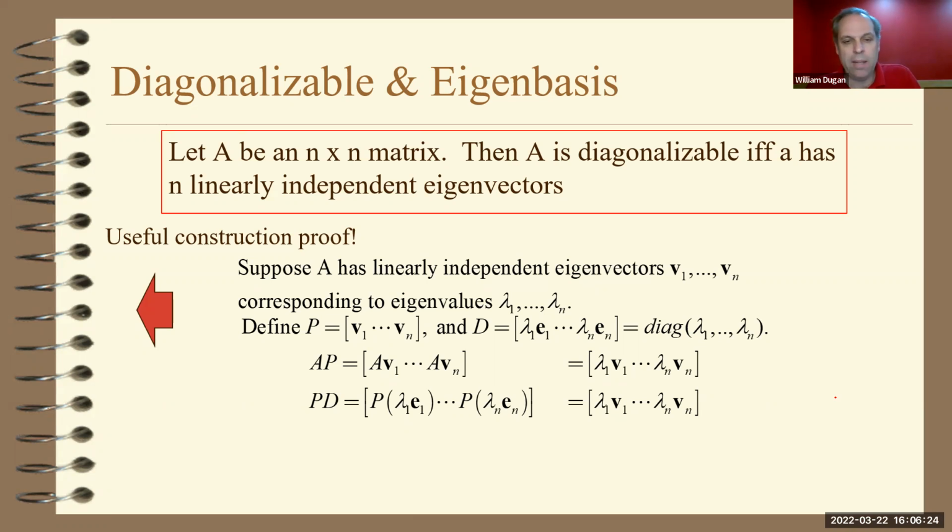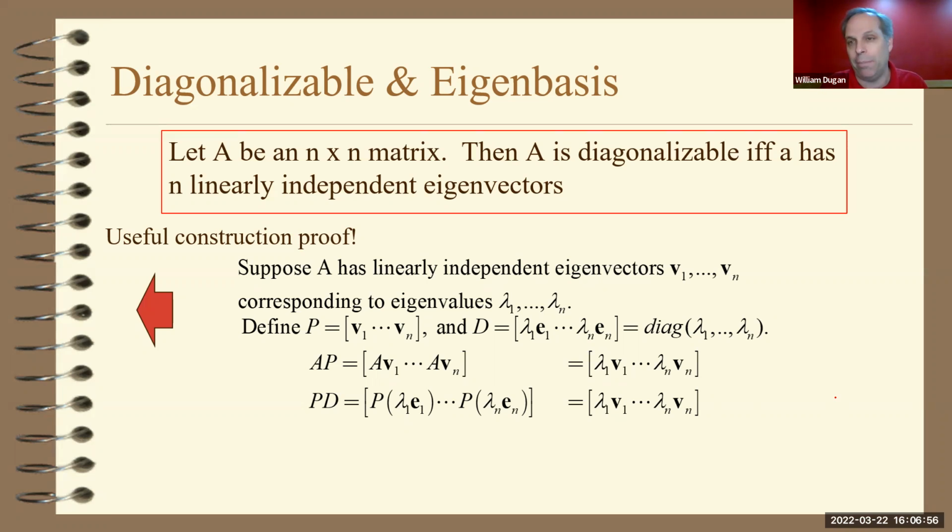Also, though, if you take P times D, you can do the same trick. Multiply P to each column of D. But the first column of D is lambda 1 times E1. So take lambda 1 out, and you'll then have P times E1, and P times E1 is the first column of P. That's V1. So the first column of P times D is lambda 1 V1.